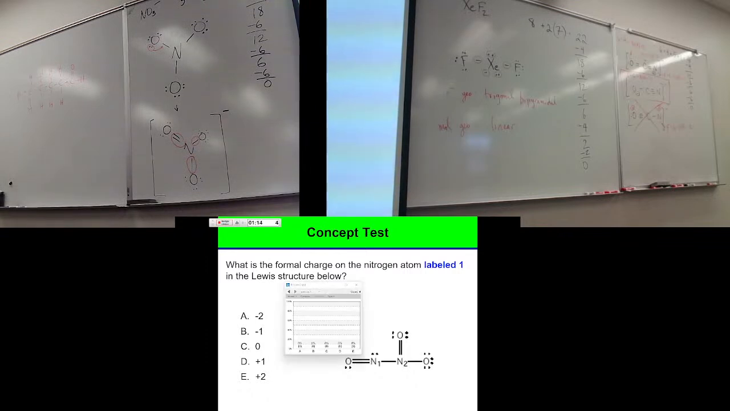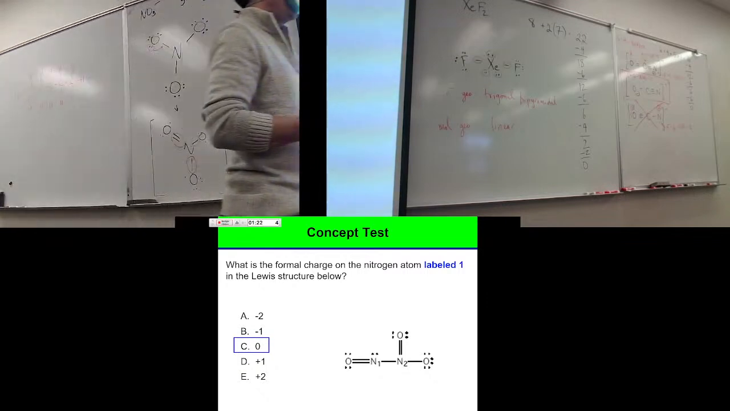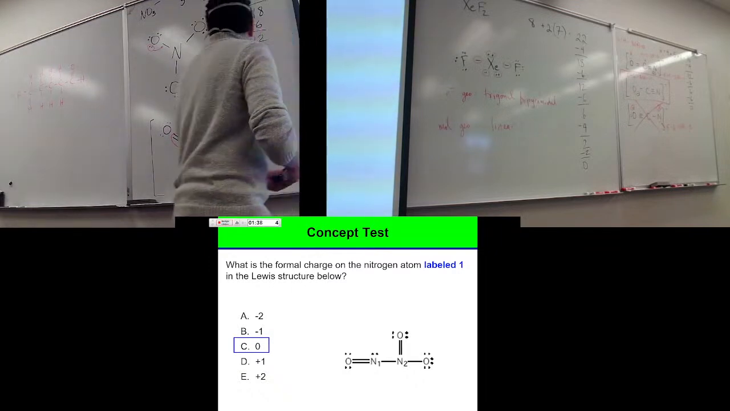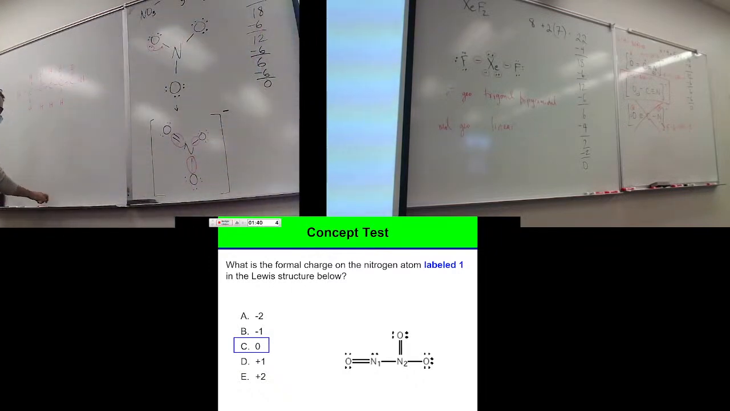All right, so everybody gave it a try. The answer here is C. It's 5 valence electrons minus the 2 lone pair electrons. So 5 goes to 3, and then 3. And then 2, 4, 6 electrons. Half of that is 3. Those are gone. 0.